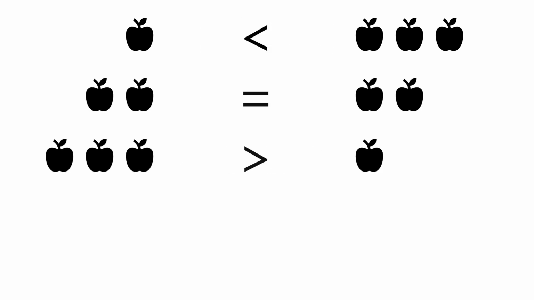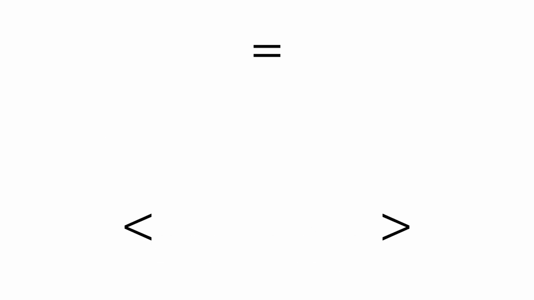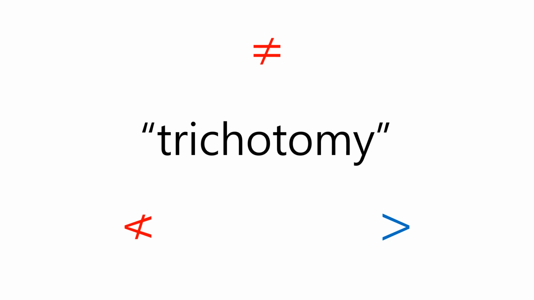Now, let me introduce two important rules. First, when you have a chain of less than, you can erase the middle. Similar facts also hold for equality and greater than. This property is called transitivity. Second, any two numbers can be compared, so one of the 3 symbols holds. However, not 2 of them. This rule is called trichotomy.